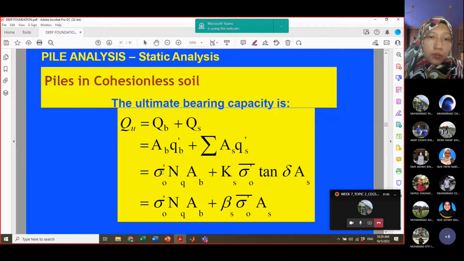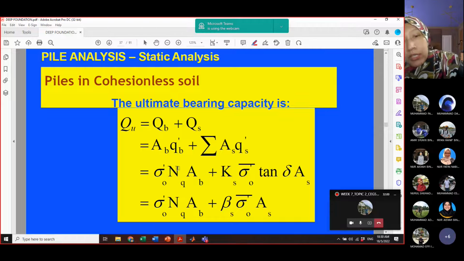But later on, you akan nampak the QB actually consists of effective sigma naught times NQ darab dengan AB. Tadi kalau clay kita nampak as NC kan? Tapi now untuk sand kita akan nampak dia sebagai NQ. NQ ni is referring to the bearing capacity factor for cohesionless soil.